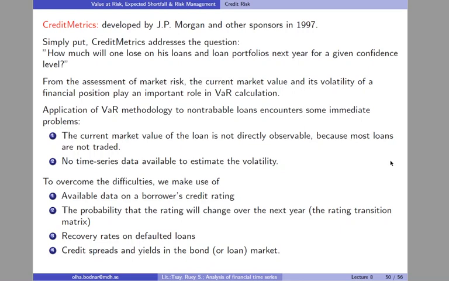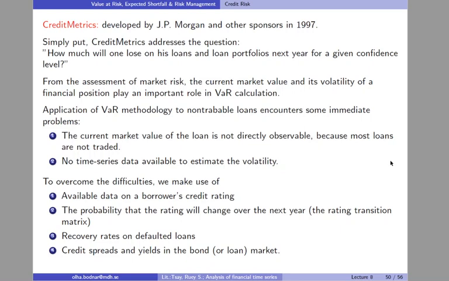Most loans are just there. Second, there is no time series data available to estimate the volatility. And so we have to do things to jump over these difficulties. In order to do that, we can make use of available data on borrowers' credit ratings, and so we can build some proper estimates: the probability that the rating will change over the next year with the transition matrix, recovery rates on defaulted loans, and credit spreads and yields in the bond or loan market.